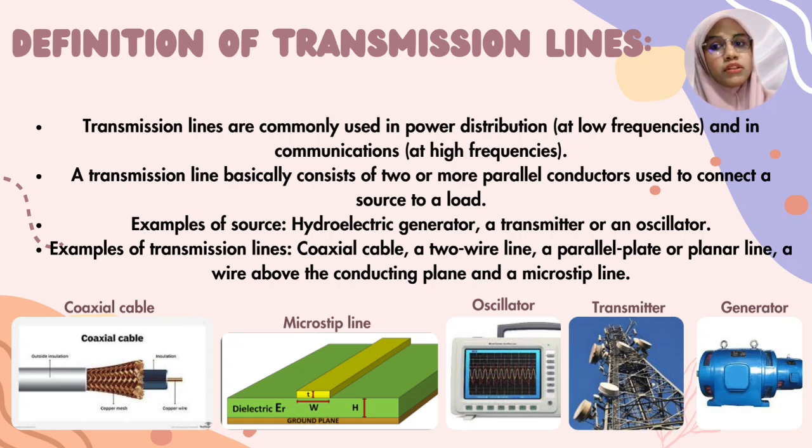For examples of a source, you can see here a hydroelectric generator, a transmitter, or an oscillator. Examples of transmission lines are a coaxial cable, a two-wire line, a parallel plate or planar line, a wire above the conducting plane, and a microstrip line. So these are the pictures that you can relate to the examples.